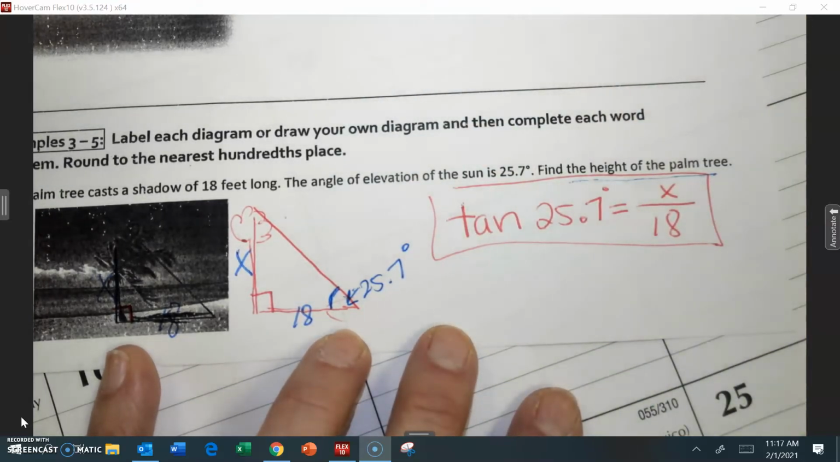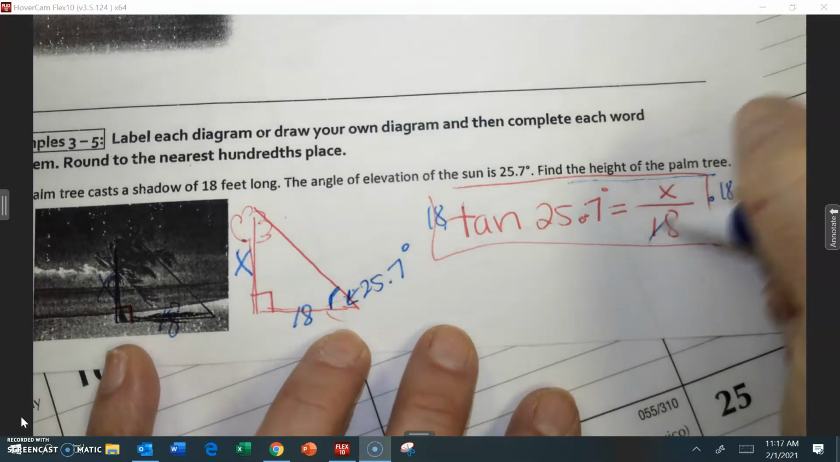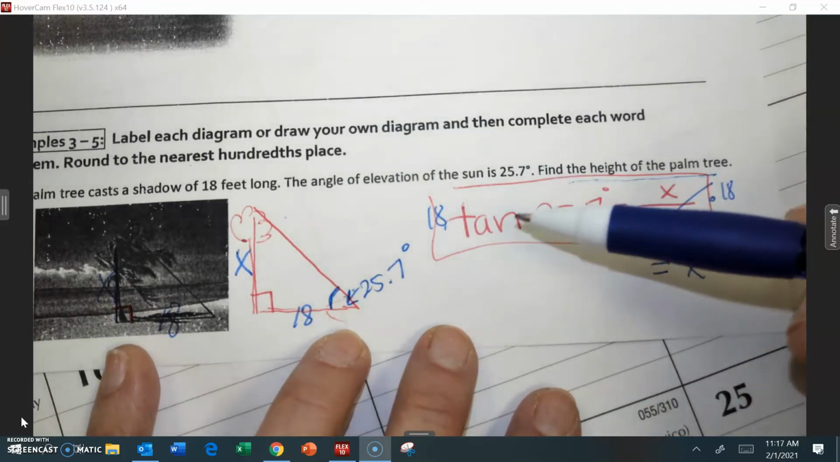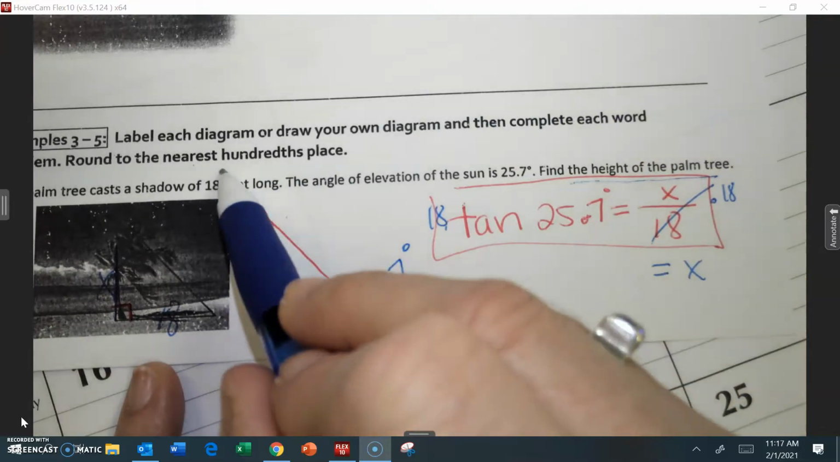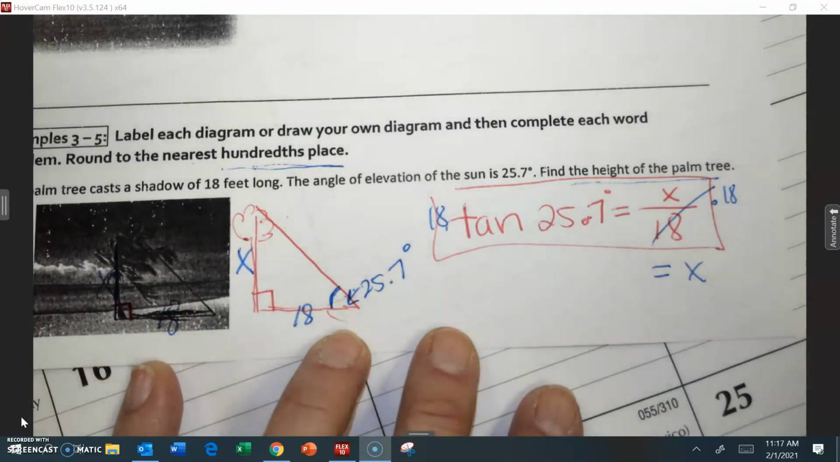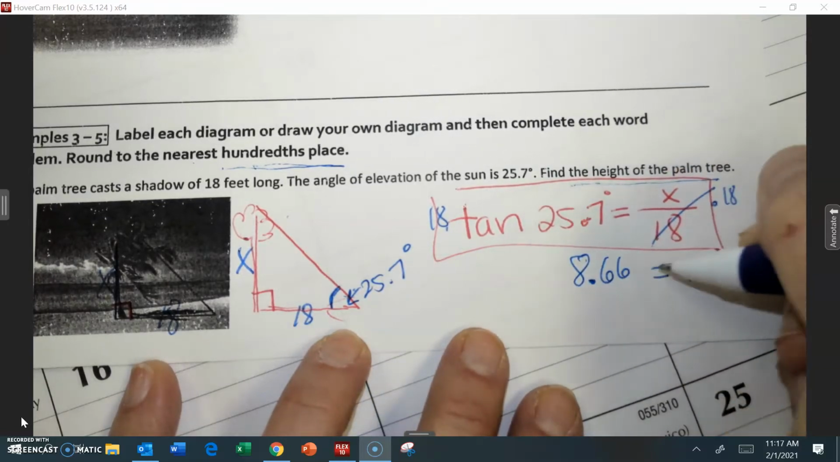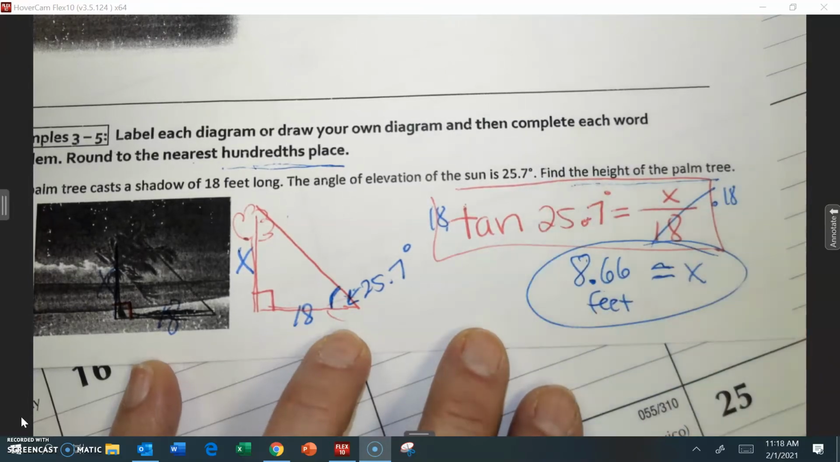And now we solve. And of course you can use your calculator, but you want to make sure you're in degree mode. So I'm going to multiply both sides by 18 to get our variable by itself. And now you can literally type in your calculator 18 times the tangent of 25.7 degrees. And we want to round to the nearest hundredth, and to be consistent, I'll try to do that every time. And so that means the height of our tree is about, because I'm approximating, 8.66 feet. And that's it. That's all we're doing for number 3.